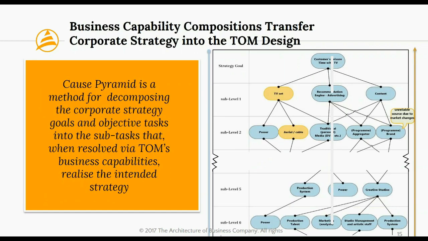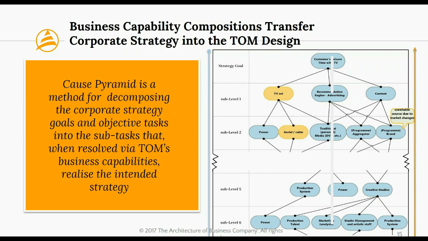On this slide, we illustrate how business architects define business capabilities. Architects use a method of cause pyramid for transforming corporate goals and objectives into structures of interdependent business tasks. These tasks represent business capabilities needed for the realization of the strategy into the TOM.